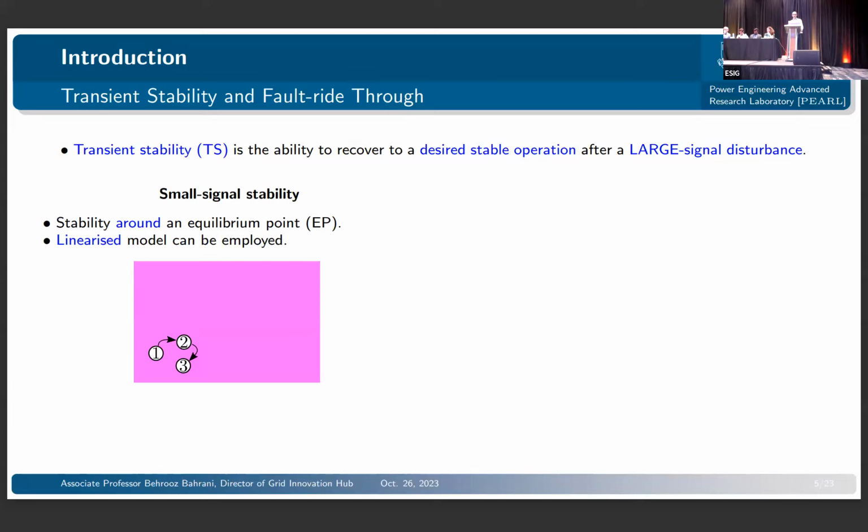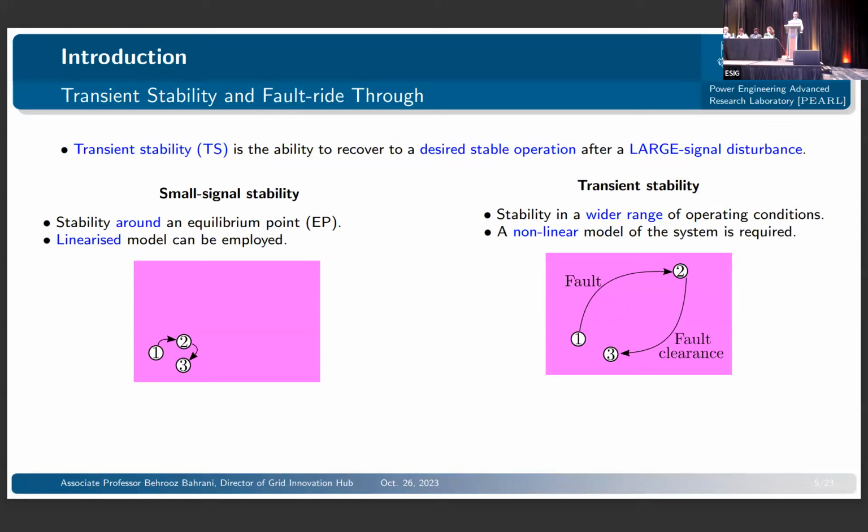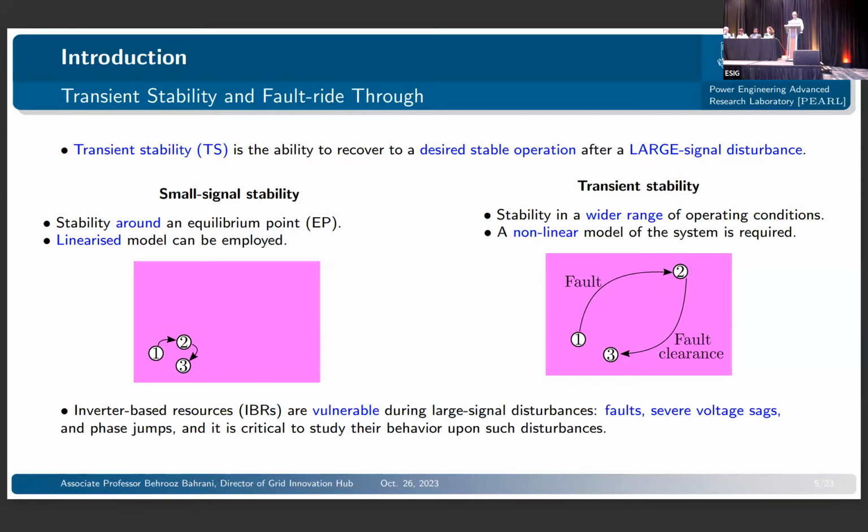Typically you would use linearized models for small signal stability, but for transient stability, you look at a wider range of operating points. When you have a fault in your system, you go to an operating point which is much further from your initial one, and then you want to understand whether you can stably recover and go back to that operating point. Inverter-based resources are typically vulnerable, and they cannot tolerate these larger disturbances easily. So it is important to study their performance within this transient stability area.